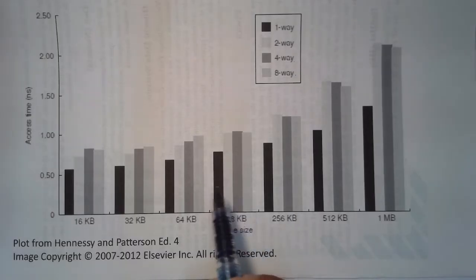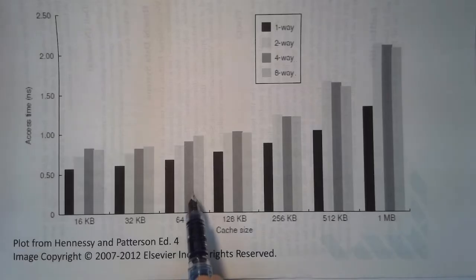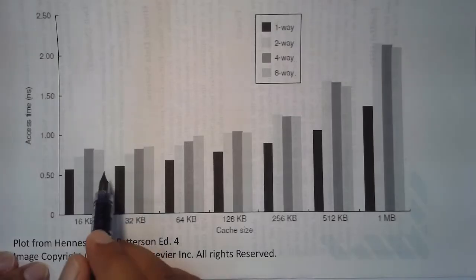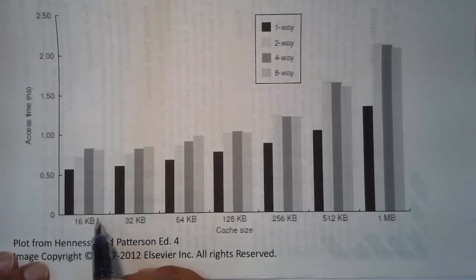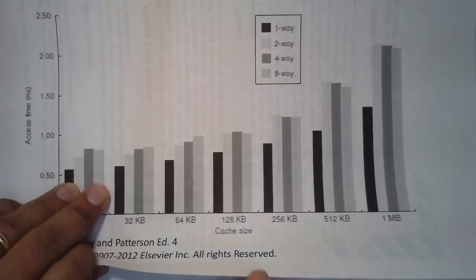So if we want to have a very good hit time, or if we want to reduce the hit time, then from this observation or this plot, it can be concluded that a small and simple cache, small in size as well as a direct map cache, will give you the best performance. Okay. So I hope this makes sense.